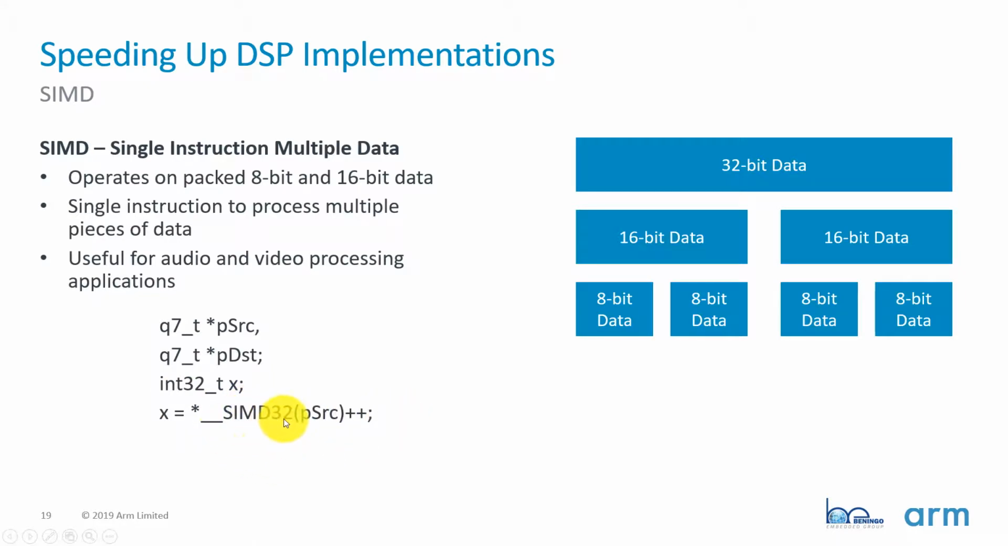So the SIMD32 instruction is pretty simple to use. This is just an example of how I take my packed data, get it into an int32, and then I can also do the same thing when I'm trying to put the data back. I can say, here's the destination of where it's going, dereference that location using, again, the SIMD32, and then the data I want to pack into that instruction. So it ends up being a very efficient way to access, as I mentioned, audio and video processing data. There's a lot of other applications where you can speed things up, as long as you don't need that 32-bit precision.